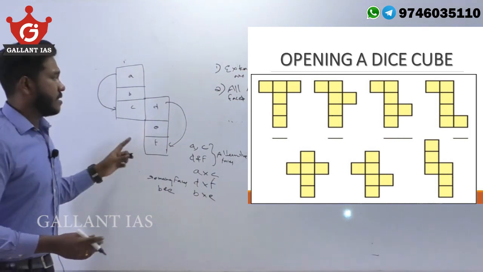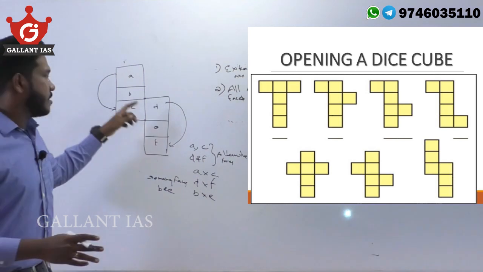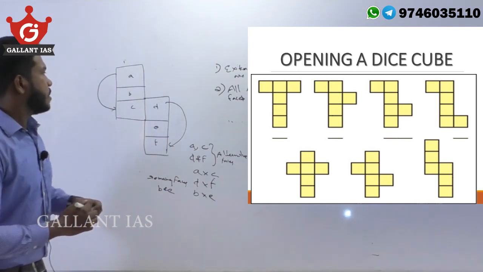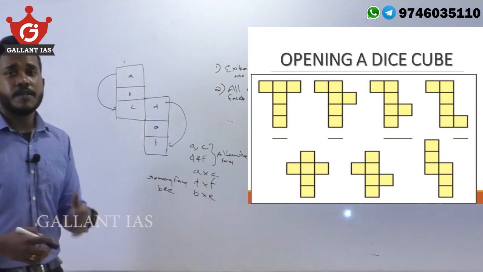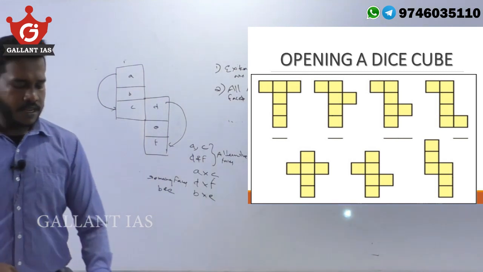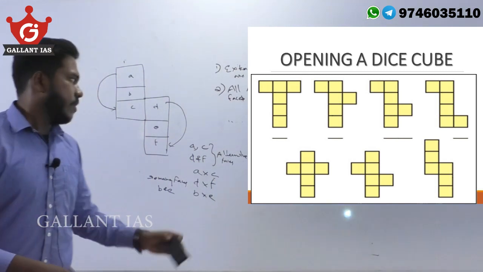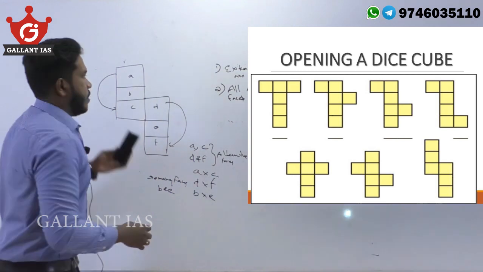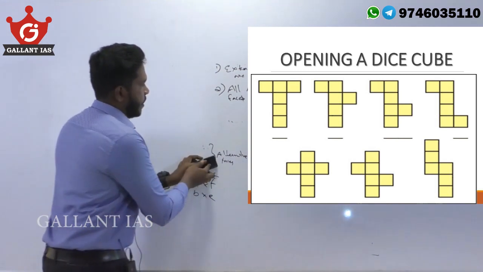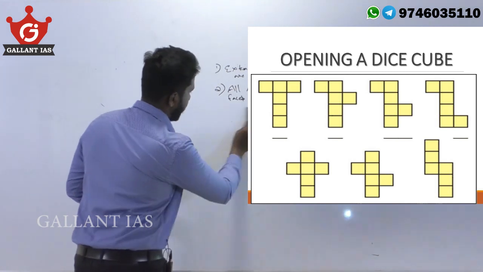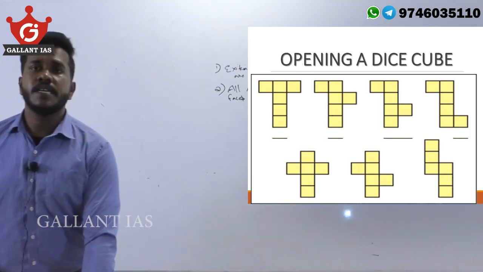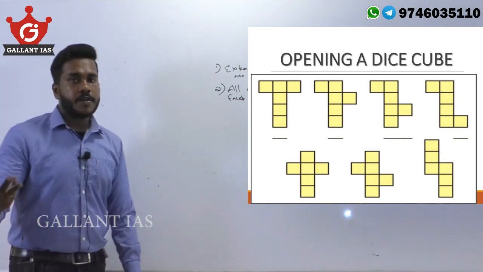Compared to the others, it is much simpler. If questions based on this format come, then it will be a little bit simpler compared to all other formats. You only need to know one property in order to solve this problem. So that's all about the basic concept based on opening a dice cube. Now let's do some basic problems based on opening of dice cubes.